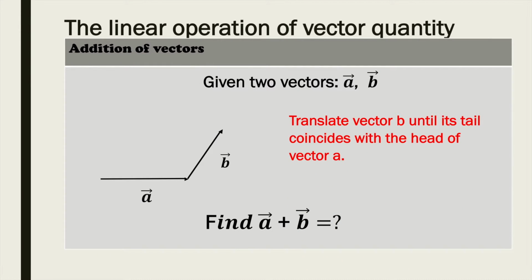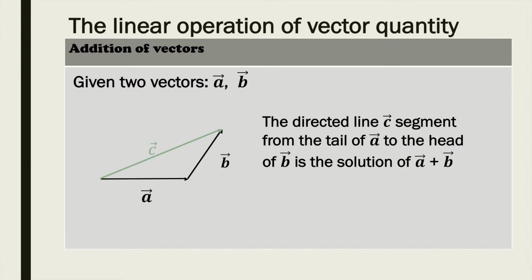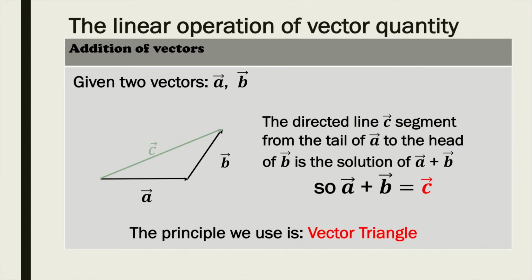There is an important point we should do first, which is to translate vector B until its tail coincides with the head of vector A. It can help us to solve this question. Here we see the green line, vector C. The directed line segment vector C from the tail of vector A to the head of vector B is the solution of vector A plus vector B. So vector A plus vector B equals vector C. Attention! The principle we use here is the vector triangle.